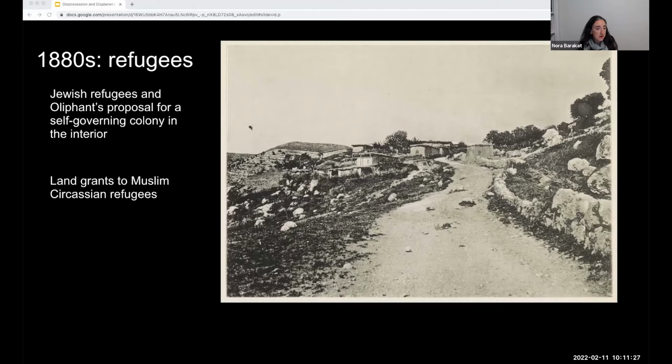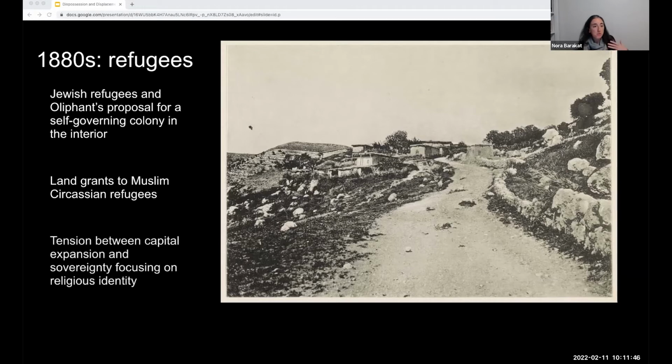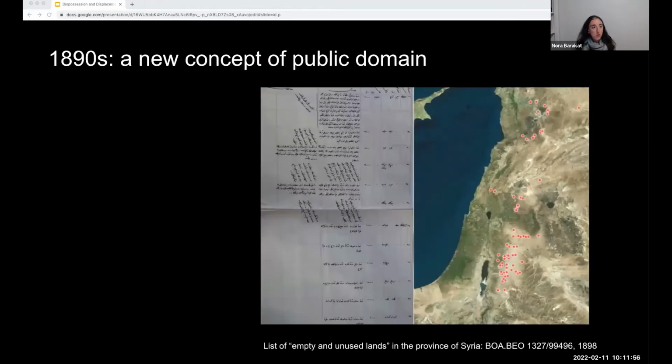So registration proceeds in the 1880s on lands that Bedouin had used and controlled. And Ottoman officials were explicit in their claim that Bedouin would be motivated by the fear of losing land to register holdings, to settle, and to start cultivating. So I'm arguing that it's in this moment of refugee influx that this tension between capital expansion and sovereignty gets set up in this region, and that it's a tension that really focuses on religious identity in particular. I'm also arguing that the result of these debates, especially as they unfold in the 1890s, is a new vision of public domain among Ottoman officials in this region, public domain as a commodified, scarce space.